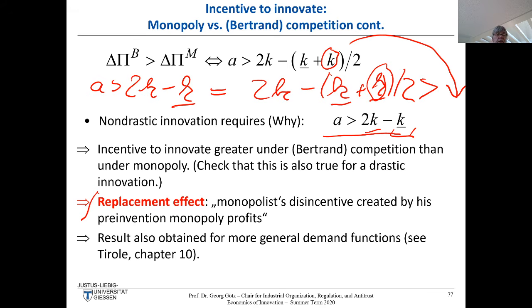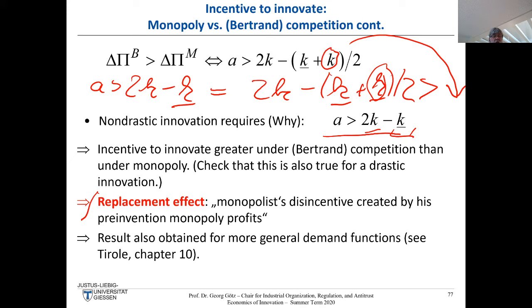Now, this result is rather general, also obtained for much more general demand functions. It all goes back to the point that the monopolist typically provides a lower quantity in equilibrium than the firm under competition. Now we have this result, and the question is, what about Schumpeter? Okay, is this result a contradiction to Schumpeter?